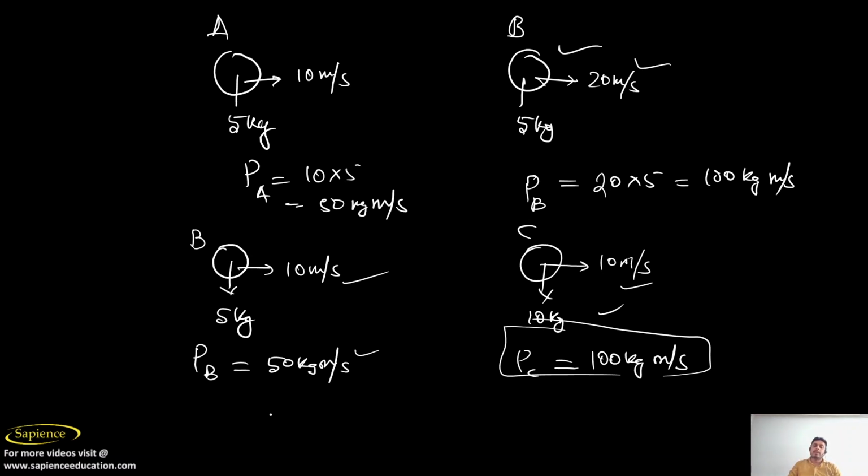So finally we come to the conclusion that momentum is not a single physical quantity. It depends upon mass, it depends upon velocity. Okay, so mass into velocity will be momentum. I hope you all have understood this momentum, right?